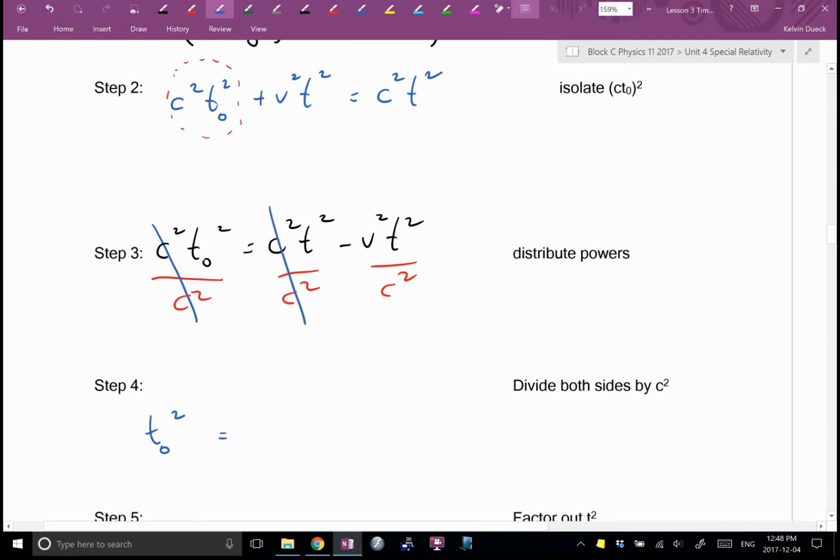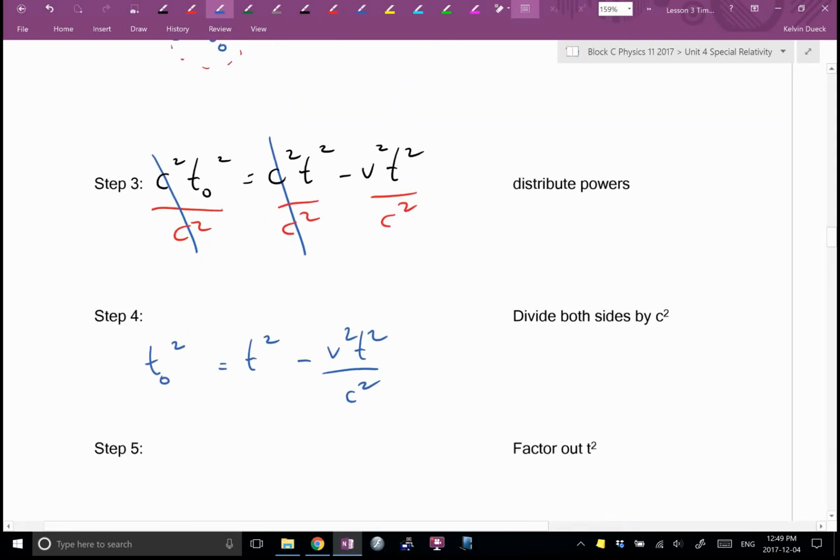And here, the c squareds cancel, and I get t squared minus v squared t squared over c squared. I know this looks scary, but so far we've done Math 8 and Math 9, with algebra. Maggie, what does step 5 say? Factor out which one?